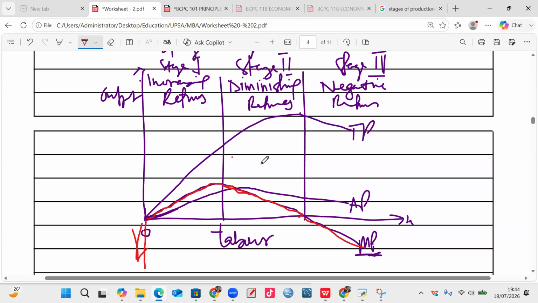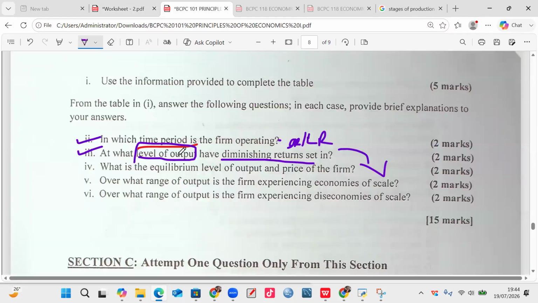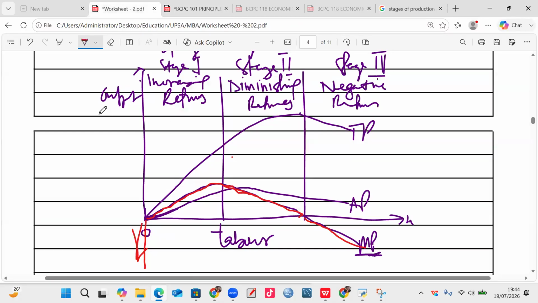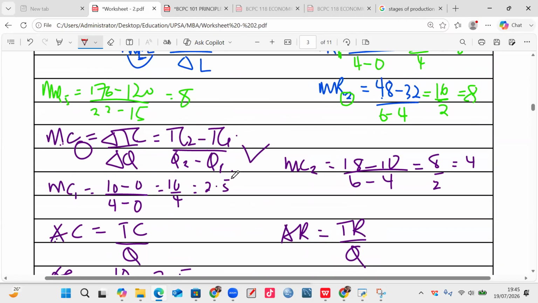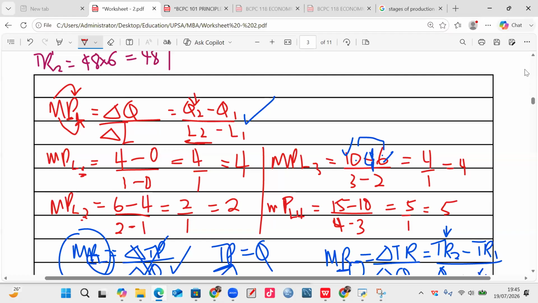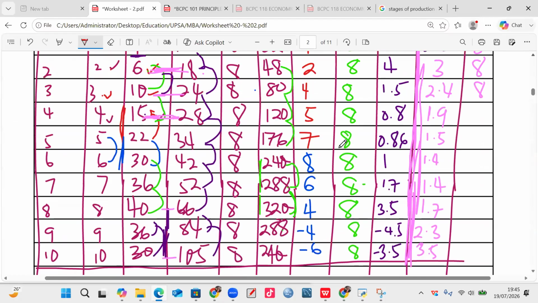So the question is asking us, at what level of output have diminishing returns set in? How do we know diminishing returns have set in? We will check the level of output, and we will check the marginal product also. At what output do we see the marginal product falling? It has reached the highest and it has started falling. At what output from the table? That's why I've taught you the table. They can ask you to draw it.